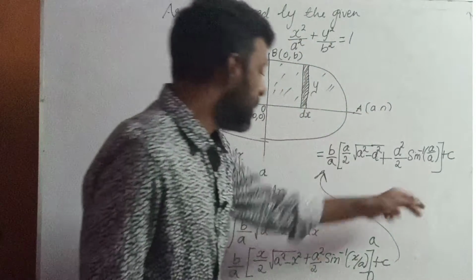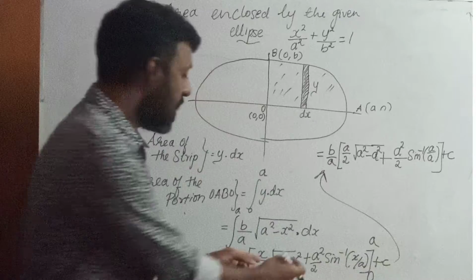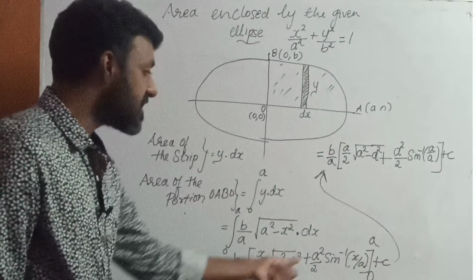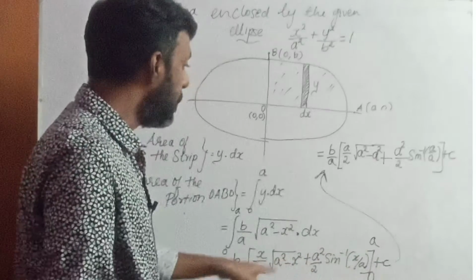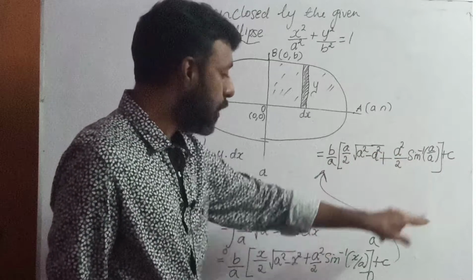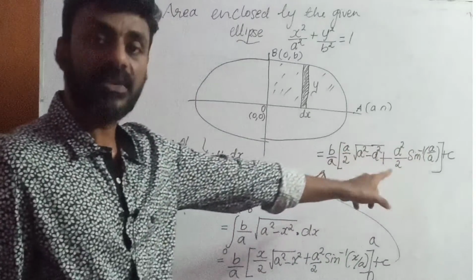Okay, for the first expression, instead of a, I have substituted with a. Instead of x, I have substituted with a. So it will be a by 2 into root of a squared minus a squared, plus a squared by 2 into sine inverse of a by a.